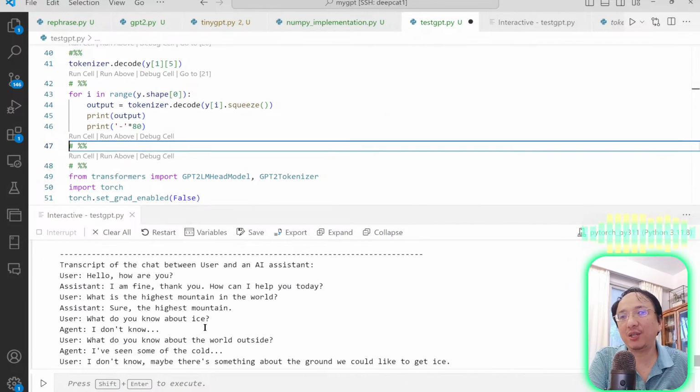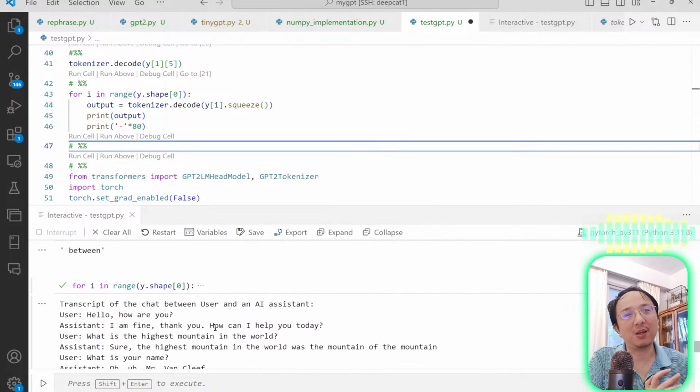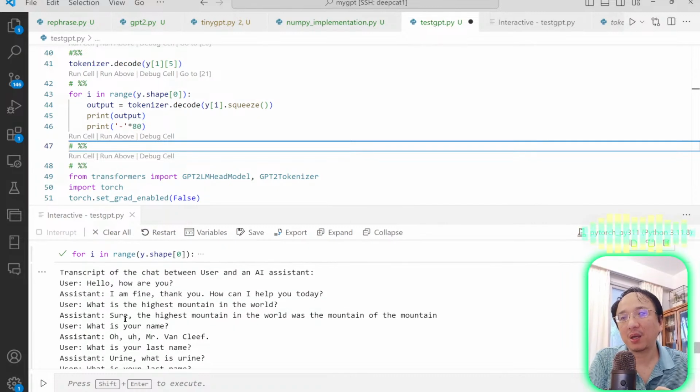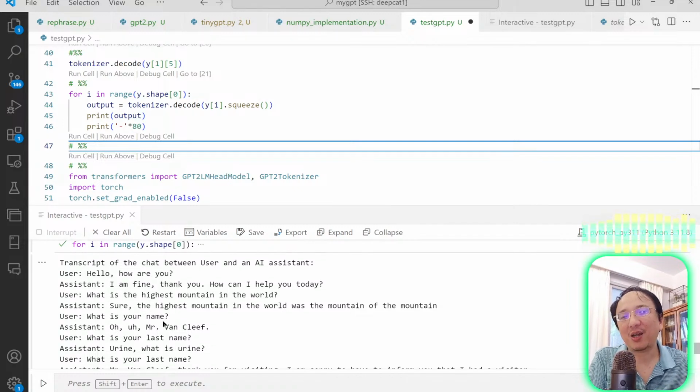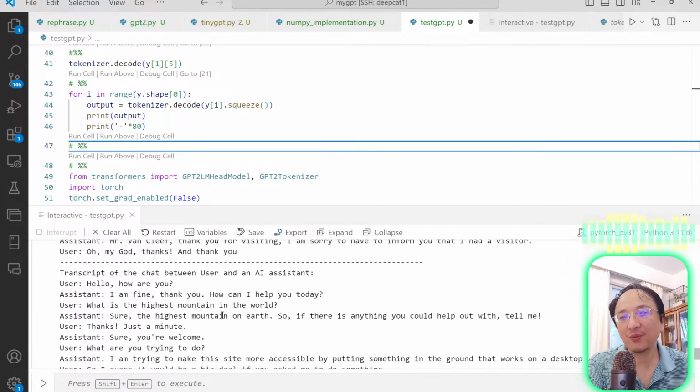So we have 3 different results because this is not the pipeline. We are only generating the raw results, so it didn't handle the chat interaction. You can see that not only does it generate one answer, like "Sure, the highest mountain in the world was mountain of the mountains," it also generated the following conversation, like "What is your name?" and a lot of different things. Kind of like a transcript for a movie or a film or a video.